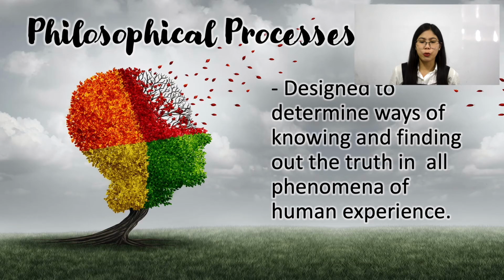Now, to determine the truth, they use philosophical processes, which are designed to determine ways of knowing and finding out truth in all phenomena of human experience. And one of these is that they came up with different theories developed by contemporary philosophers in determining the nature of truth, to understand what truth really is. But before we proceed to the different theories of truth, it is important for you to know the difference between facts and opinion.